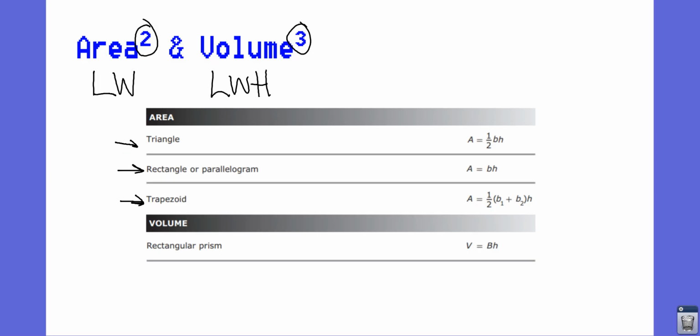Area is going to cover triangles, rectangles and parallelograms, and trapezoids. I'm going to try and break down how the formulas are created, so it makes it seem a little bit better, but I think the pictures are going to help. And then finding volume of a rectangular prism. Capital B and a lowercase b means something different, so it's important that we're recognizing that when we're going through it.